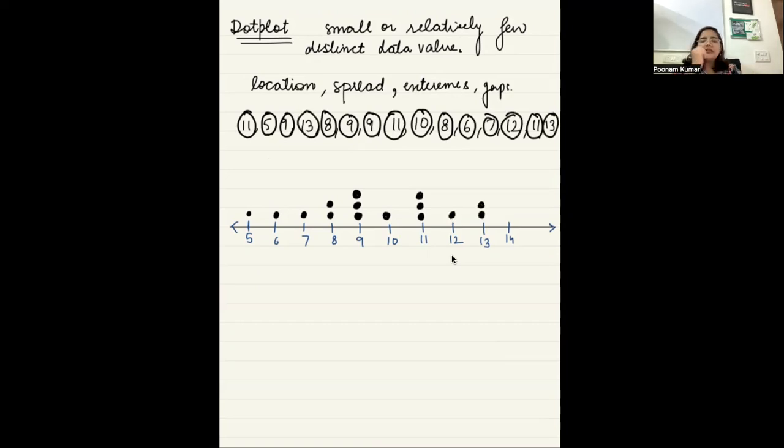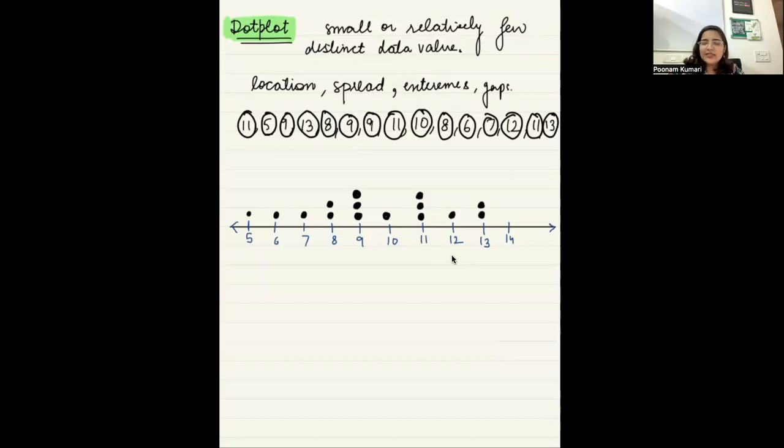So whenever your data size is very small, you can make this dot plot. But you can imagine if you have a very big data set, it's not possible, right? You cannot keep making this number line so big and keep repeating this. This is a very manual process, so it's not very feasible for us to draw whenever we have a very large data set.